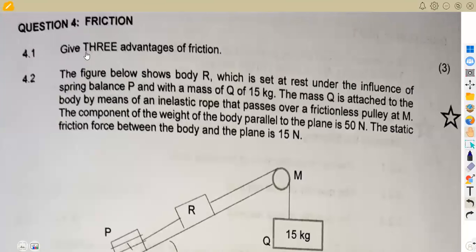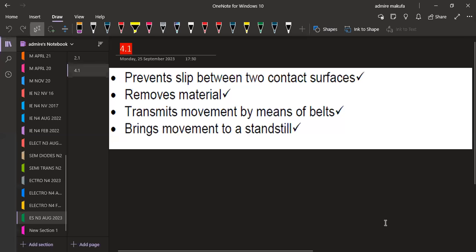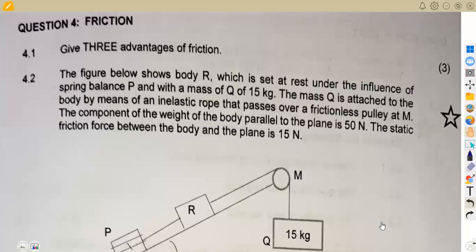4.1, we're given: give 3 advantages of friction in this case. So here are some of the advantages that you're going to consider. Friction prevents slip between 2 contact surfaces. We also have that it removes material, transmits movement by means of belts, and brings movement to a standstill. So these are some of the advantages that we can consider in this case.